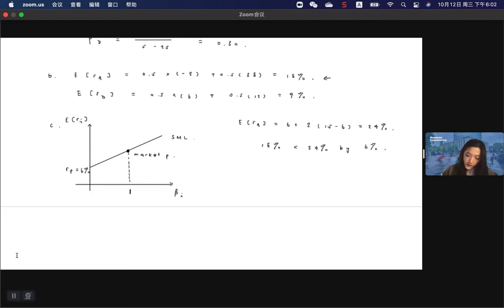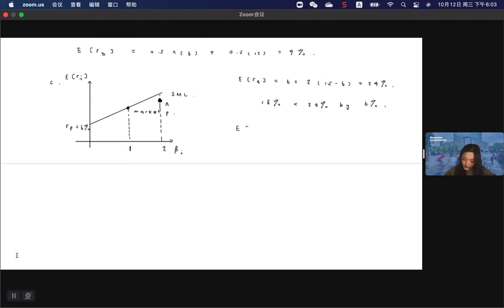The aggressive stock actually lies below the security market line. So let's say here is a beta of 2. It should lie here, but it's actually here. This is A.